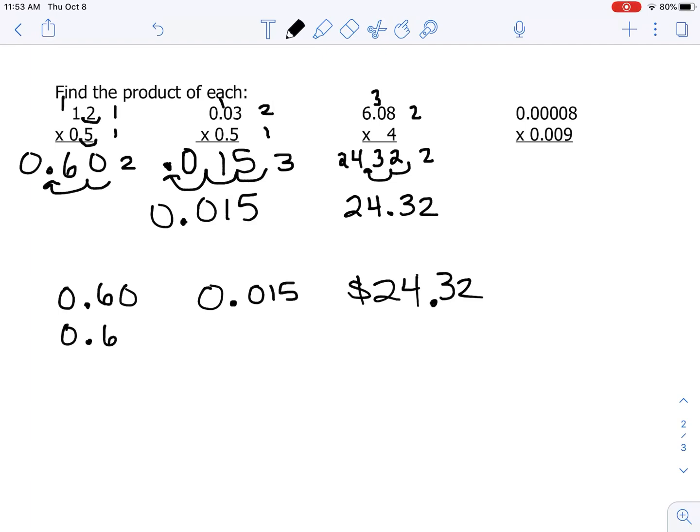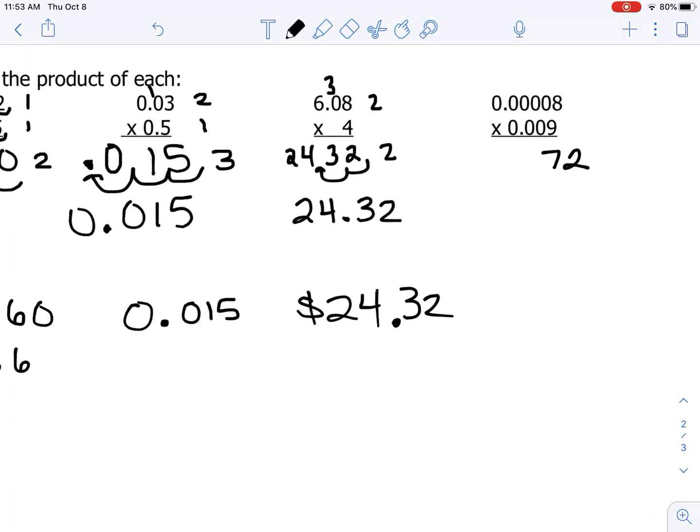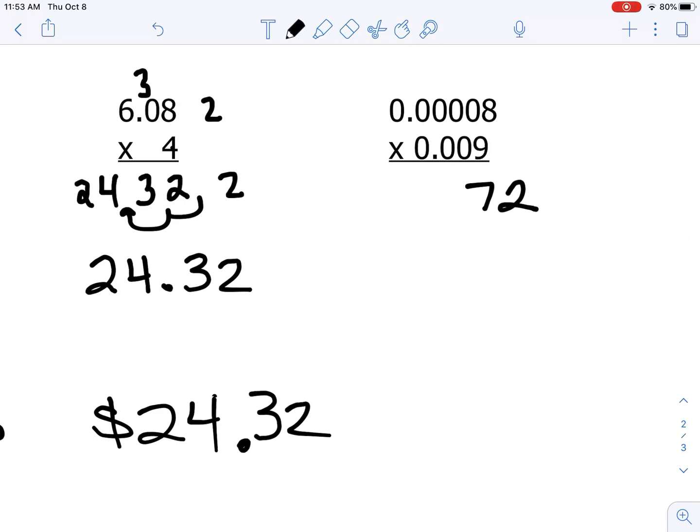All right, this last one is tricky. It's really hard to estimate because these numbers are so small. So we're just going to go ahead and multiply it here. 9 times 8 is 72. And then we're going to have to count the decimal place values in each of these. So I'm going to zoom in here so we can count it. I have 1, 2, 3, 4, 5. 5 decimal place values in that top number, and 1, 2, 3 in the bottom one. So that means we need 8 altogether.